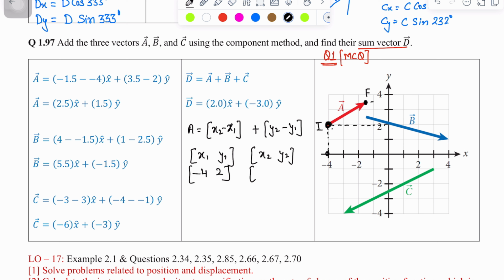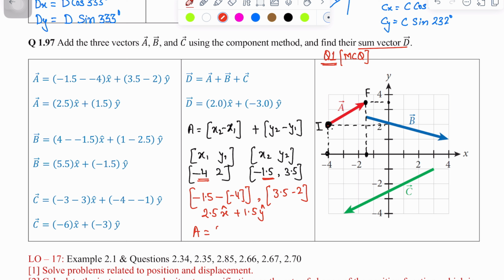Here, this point, take these values. So what is the x? Can I say -1.5? And what is y2? It is 3.5. Clear? Okay, so what I told you, x2 minus x1: -1.5 minus bracket -4. Do you understand? Okay, comma, y2, 3.5 minus 2. So what is the value here? -4 becomes plus, so 4 minus 1.5, so 2.5 x cap, and here 3.5 minus 2 plus 1.5 y cap. So what is the vector A? 2.5 x cap plus 1.5 y cap. Understand, yes or no? Clear?